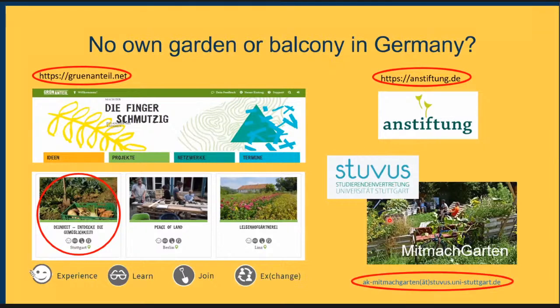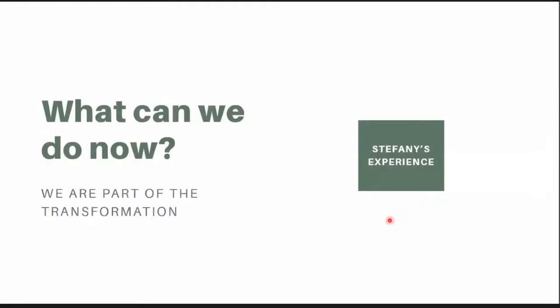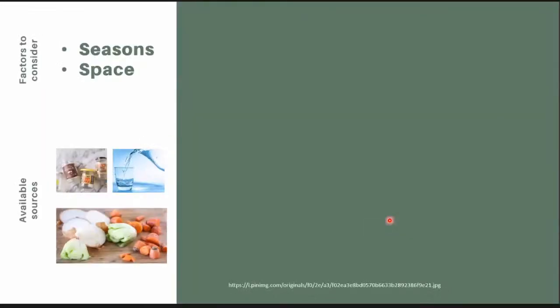But now you can say, oh, Stefany, it does not make any sense to be part of these urban gardens because it implies social contact. And in this time, because of the situation, we already know social contact is something we have to avoid to certain extents. So what can we do now? I'm going to share with you my own experience. Let's start with some of the factors I had to play with.